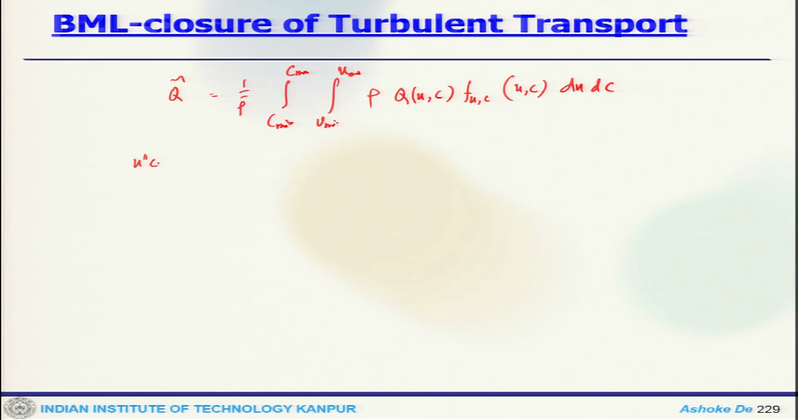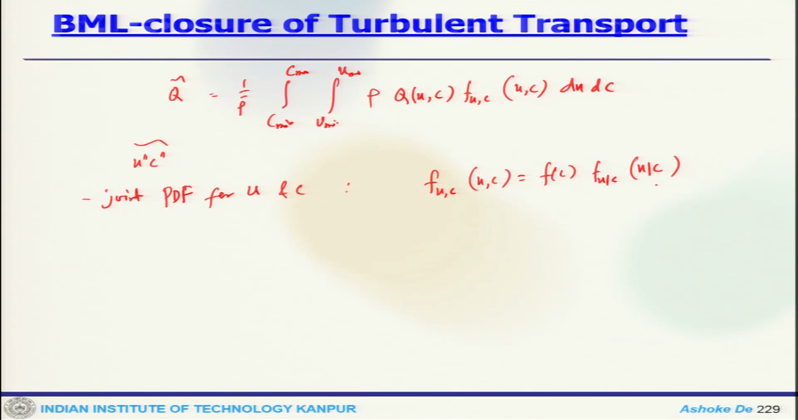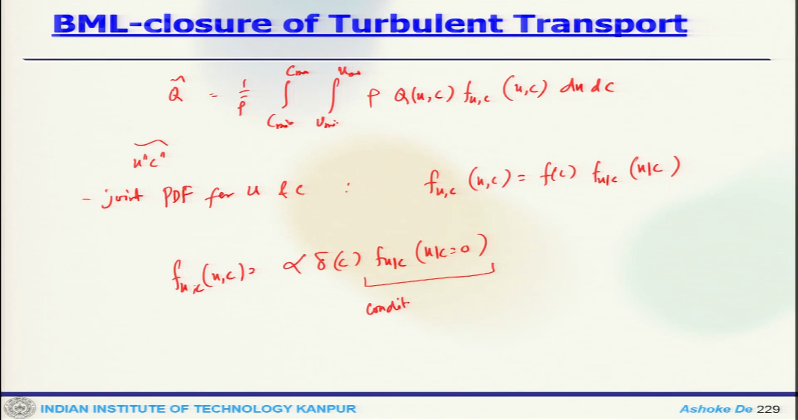Now, therefore, this is the unclosed term, which we can correlate, U prime by C prime, using either the joint PDF for U and C, F UC equals F C times F U conditioned on C, which is the Bayes theorem, or by introducing the BML approach for F C, which leads to F UC equals alpha delta C times the conditional PDF at C equals 0, then the conditional PDF, plus beta delta into 1 minus C at C equals 1, and this is our delta function.